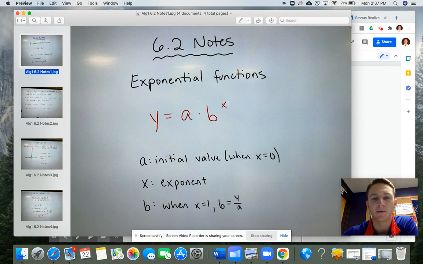And x is typically like years or something. X is the exponent, so they'll tell you. And then b is when x equals 1, b is the formula y divided by a. So if you ever need to find a, just plug in 0 for x and solve for a. And if you ever need to find b, plug in a 1 for the x, and then just divide the y value divided by the a value.